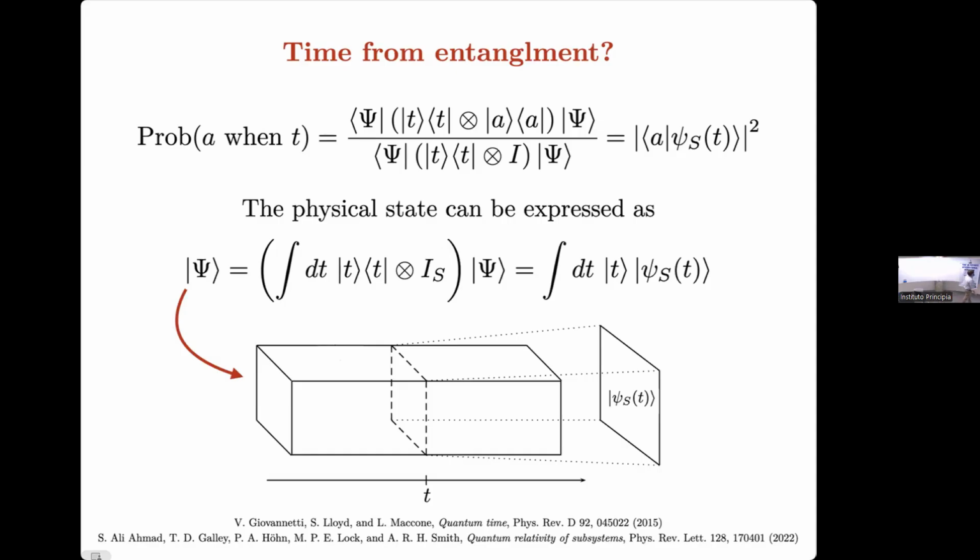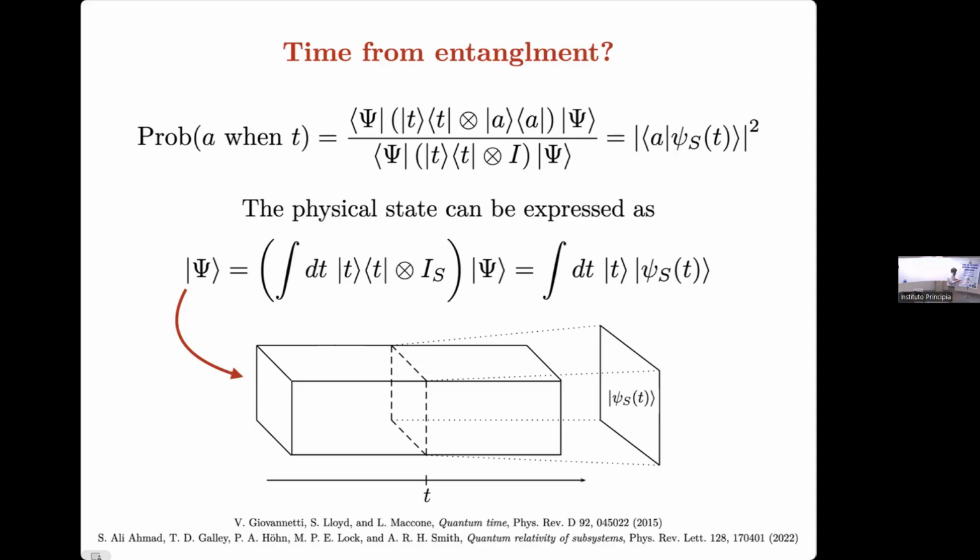So we could take our physical state, right? Sorry, let me just back up. These conditional probabilities, there have to be correlations between what the clock and the system are doing. And what we can do is act on the physical state with an identity operator and then expand it as a superposition over all instances of time, where we have a state of the clock and the state of the system at some time t.